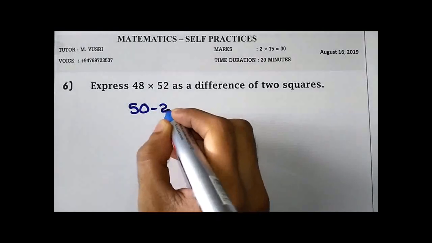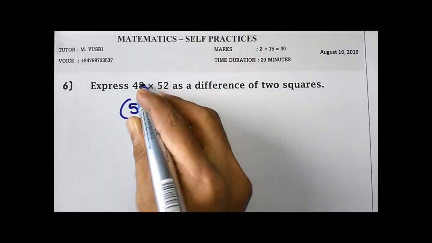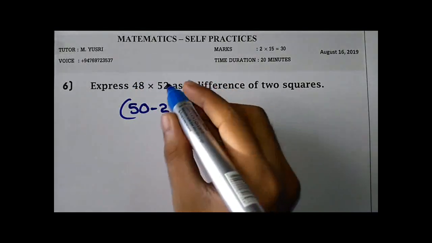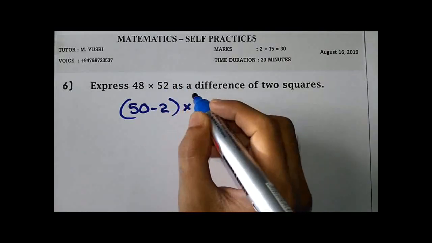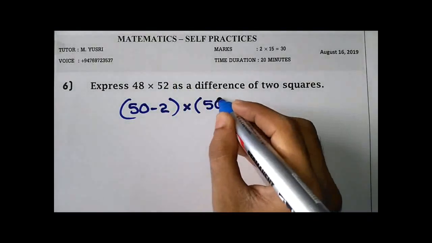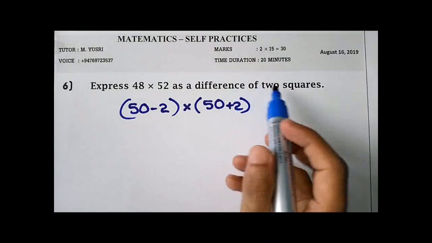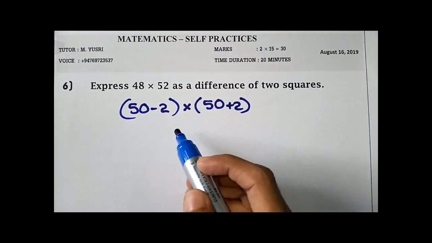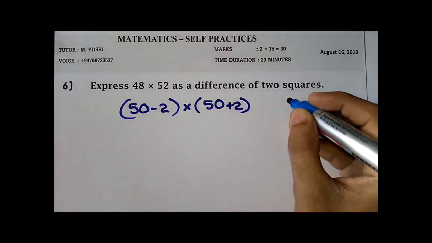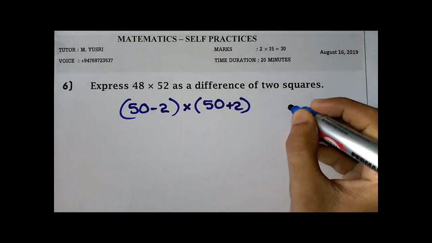50 minus 2 is 48, and the multiplication is there. Now we are going to write this 52 in terms of 50 plus 2. So now you can see the difference of 2 squares. So how to convert this into a difference of 2 squares? You all know how to factorize this.